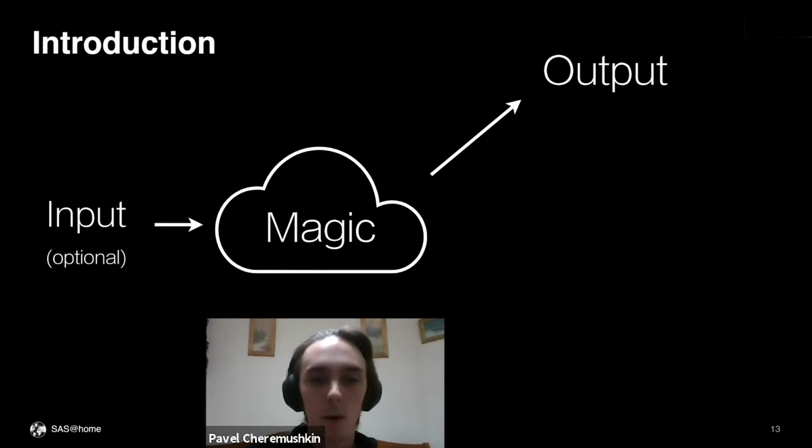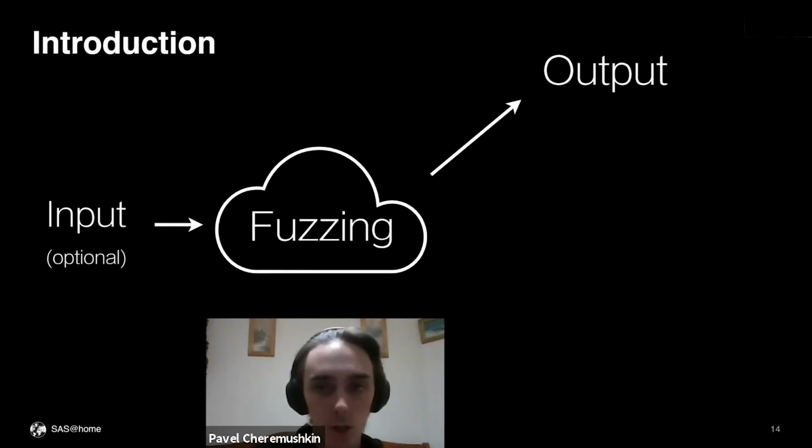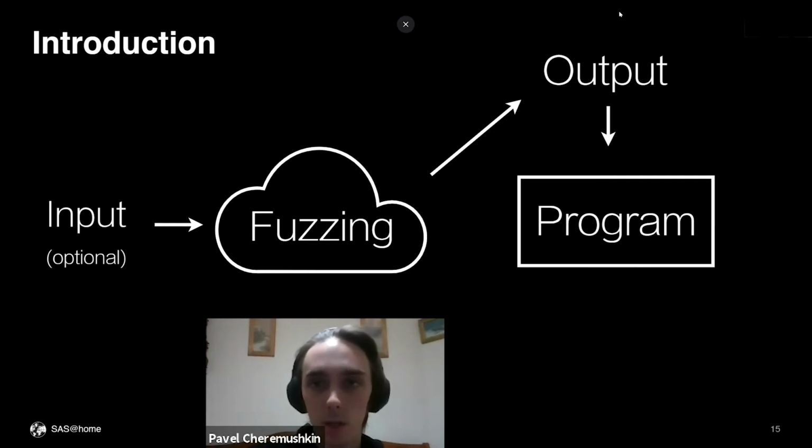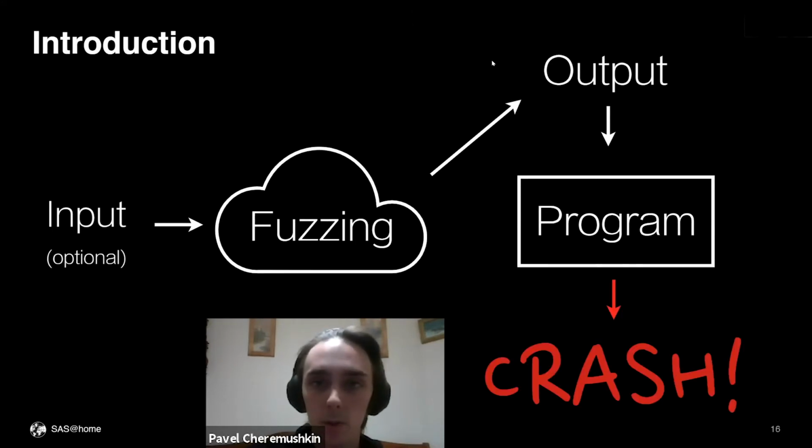So we have some input, and it goes into some magic process, which is called our fuzzing engine, and we receive some output that we would pipe inside our program, and later on we expect this program to crash. Not necessarily, but it may crash.